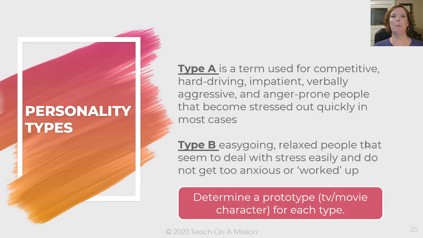All right, so let's briefly talk about some personality types and how they respond to stress. We've got type A and type B. You've probably heard of these. This is relatively mainstream at this point. Type A is a term used for very competitive, hard-driving, impatient, verbally aggressive, and anger-prone people that become stressed out quickly in most cases. Type B people are more easygoing, relaxed people that seem to deal with stress more easily and don't tend to get too anxious or worked up.